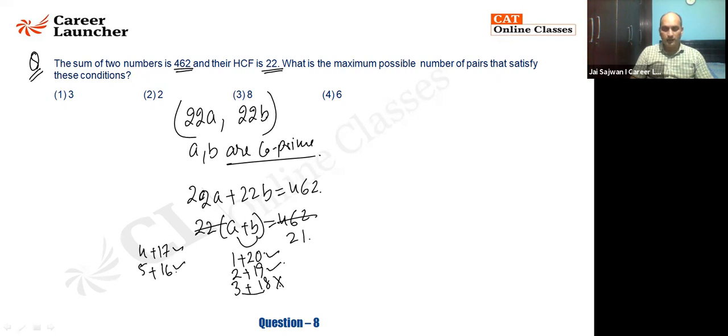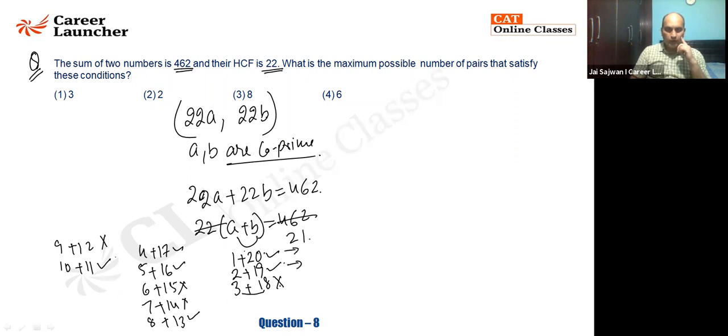I hope you understand that. 6 and 15. No, it is also not possible because both of them are multiples of 3. So rather than 22 common, you will get 66 common, which is not possible. So I'll say 7 and 14, not possible because 7 is common there. Fine. Then you will say 8 plus 13. Yes. Then I'll write 9 plus 12. Again, 3 is common between them, not possible. 10 plus 11. Yes.